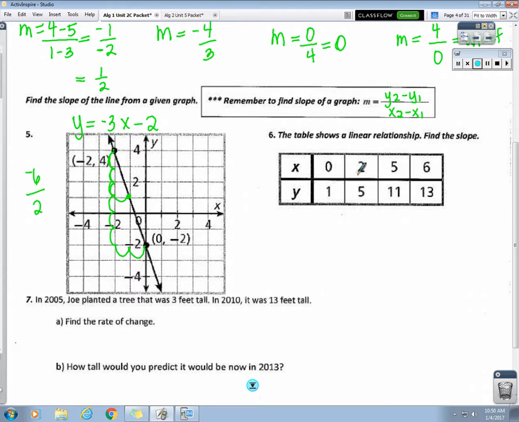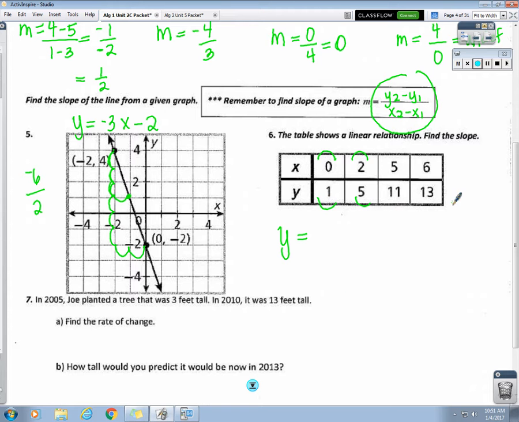Now from a table, it's not as easy because you can't just count rise over run. How do you find the slope? You have to do what? Right, you have to use the slope formula. So that means we have to pick 2 different y values and 2 different x values to use. Which ones do y'all want to use? Okay, so (0, 1) and (2, 5). They just wrote them vertically this time.